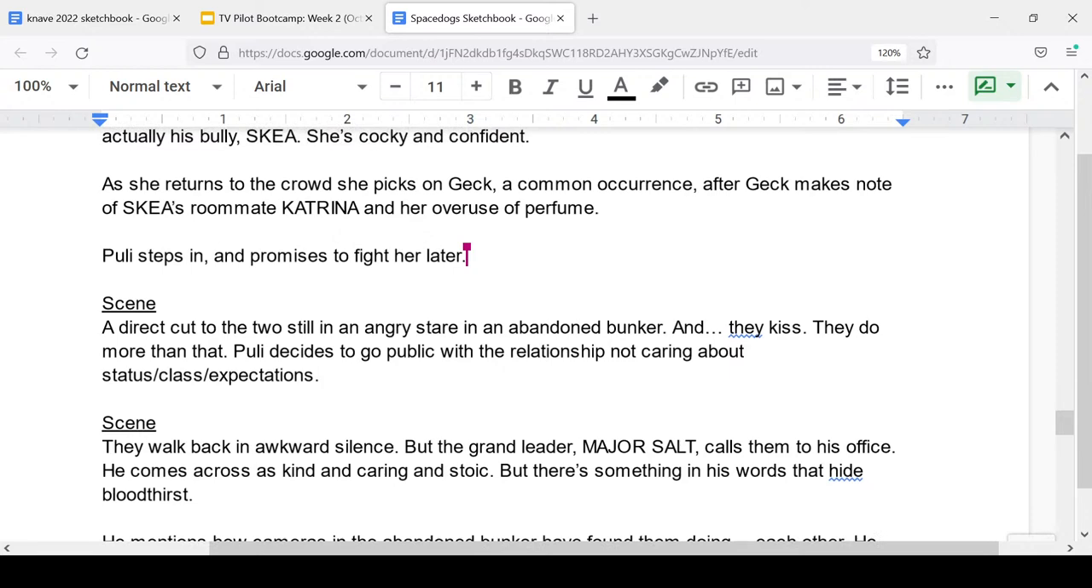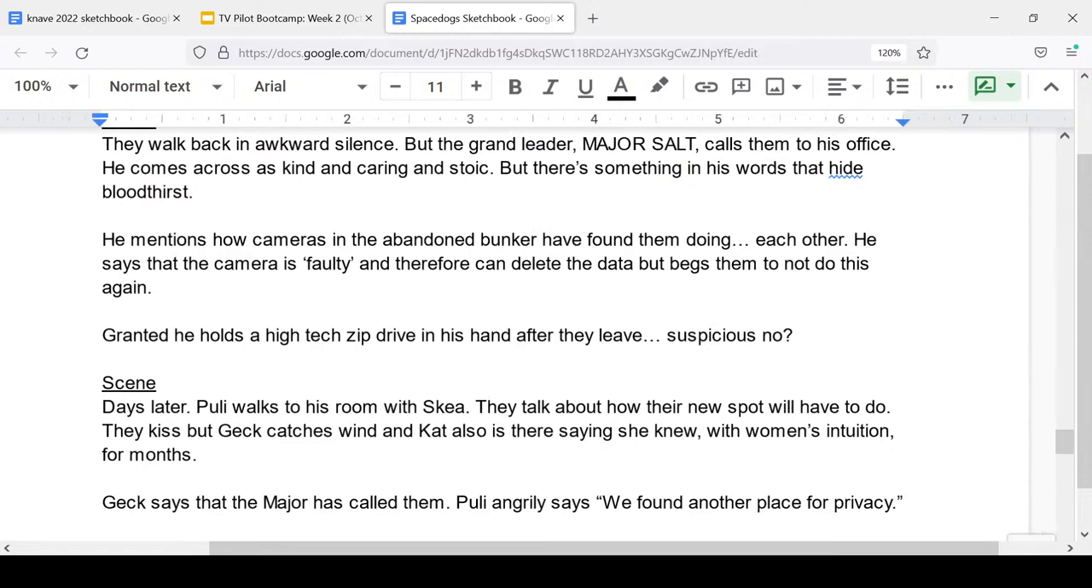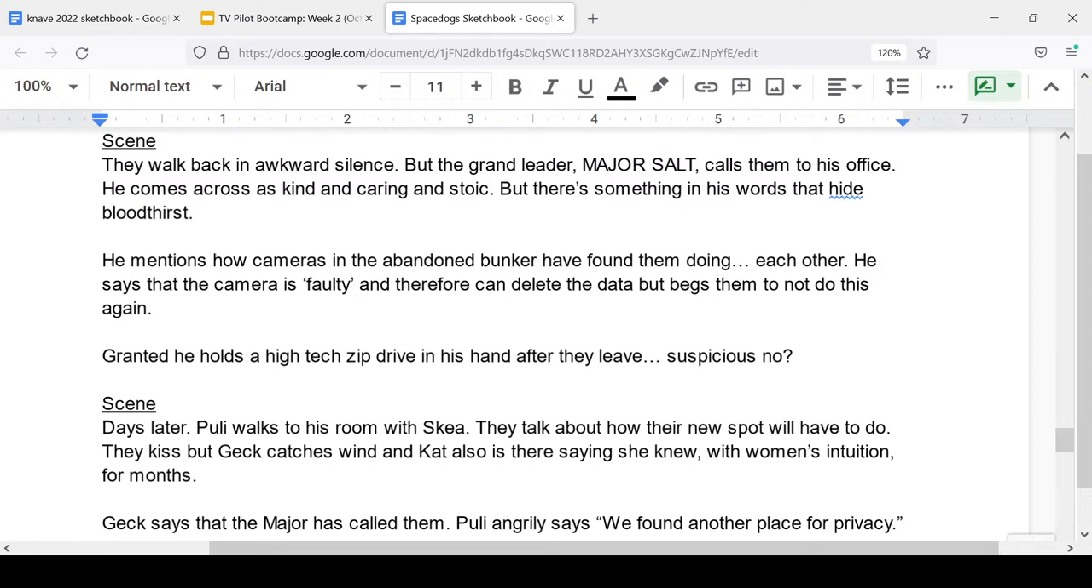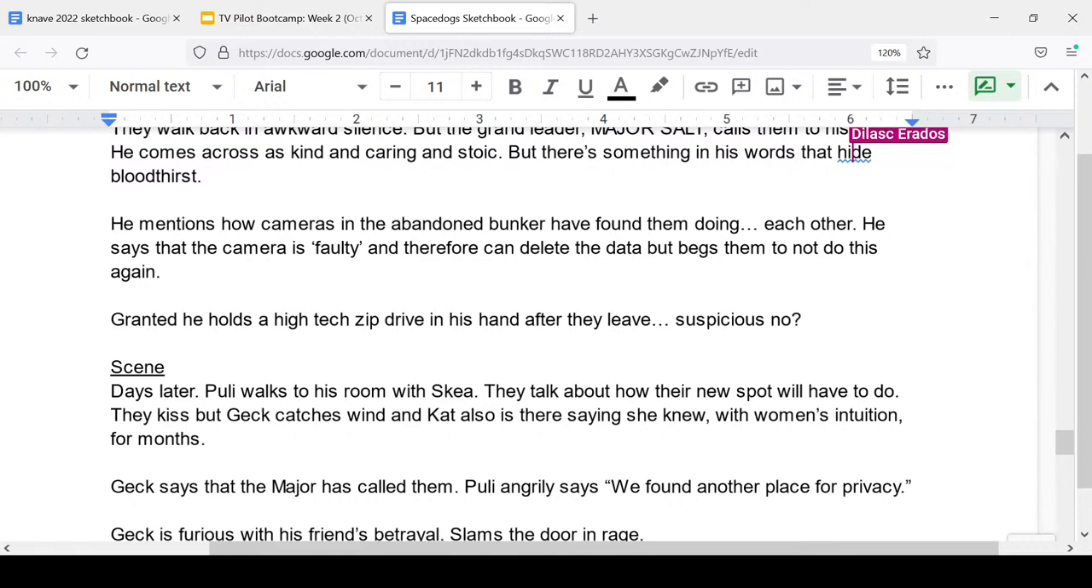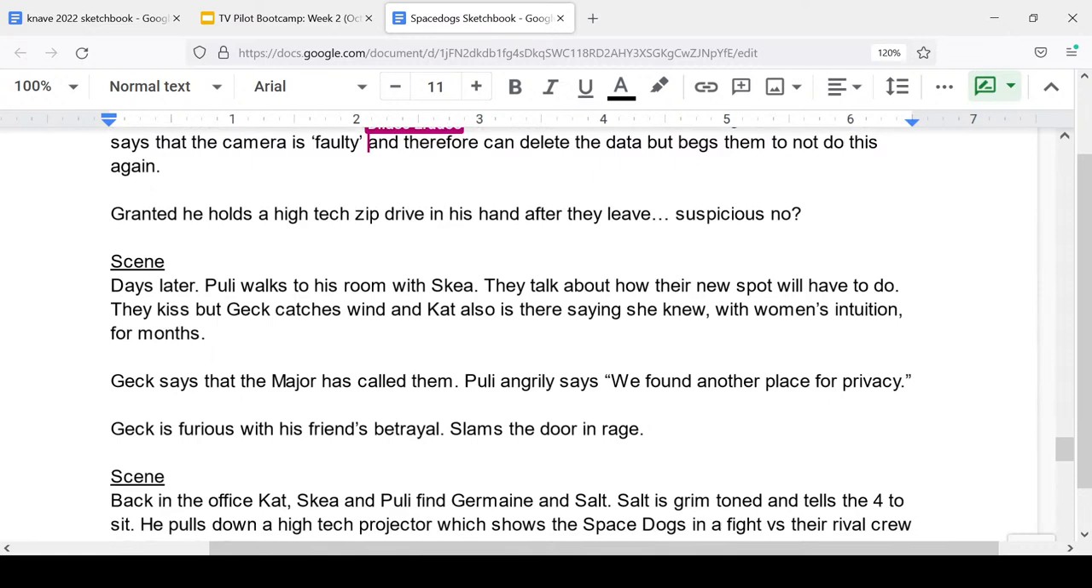He decides to go public with the relationship, not caring about the status, class, or expectations. They walk back in silence. Oh, okay, I see. But the grand leader, Major Salt, calls him to his office. He comes across as kind and caring but stoic. There's something in his words that hides bloodthirst. He mentions cameras in the abandoned bunker have found them doing things to each other. He says the camera is faulty and therefore he can delete the data, but begs them not to do it again. He holds a high-tech zip drive in his hand after they leave.